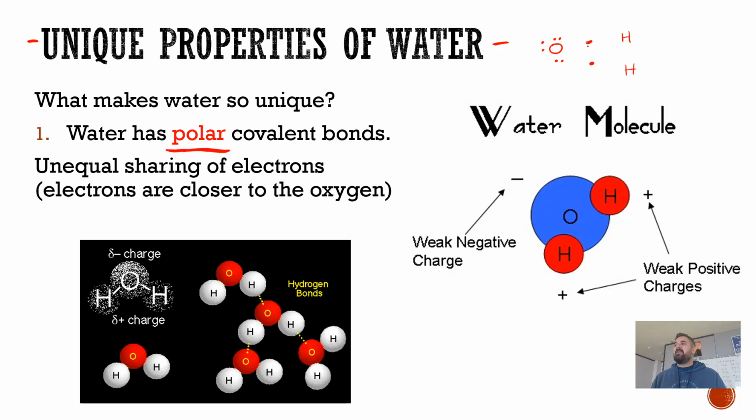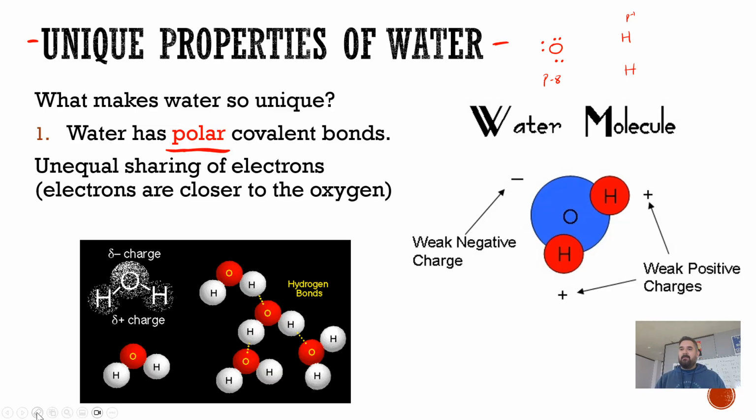So electrons are negatively charged. What are they attracted to? They're attracted to protons. Good. How many protons does an oxygen have? It has 8. How many protons do the hydrogens have? Hydrogens have 1. So where are the electrons going to be closer to? Are they going to be closer to the oxygen or the hydrogen? They're going to be closer to the oxygen. So these electrons are going to be very close to the oxygen and farther away from the hydrogen.